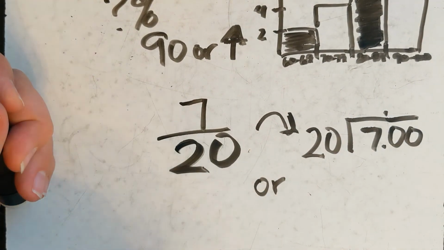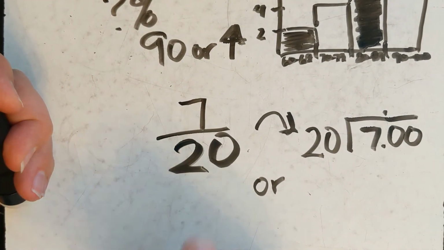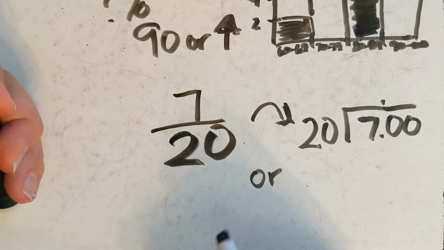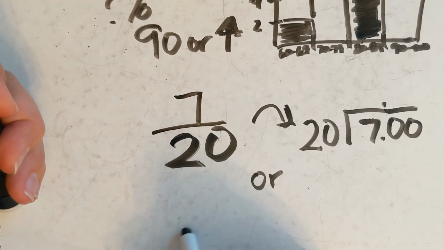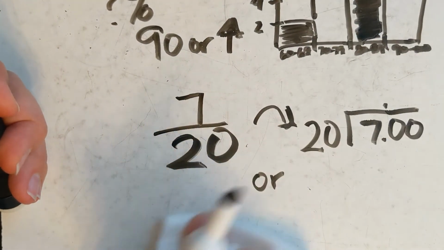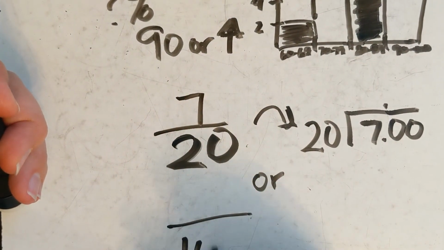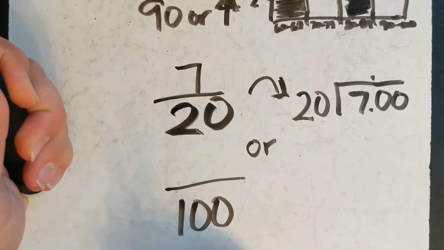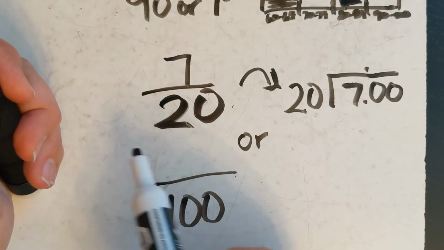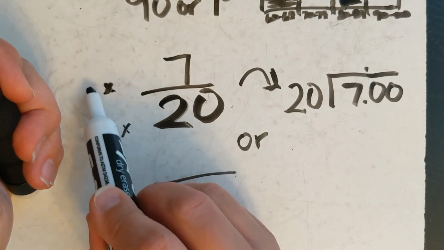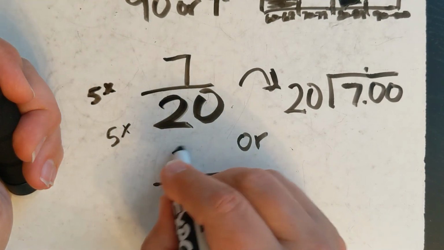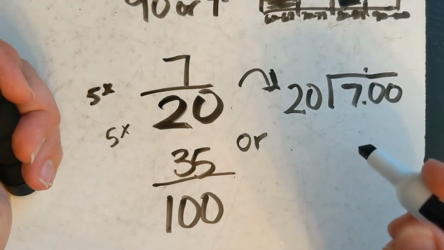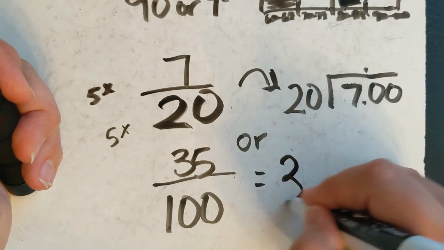Or the other one I can do is think, how could I make 20 into 100? Well, if I was to times 20 by 5, I can make that 100, right? Oh, you can't even see that. Let me scooch her down. There we go. So if I multiplied that by 5, and whatever I do to the top, I do to the bottom, I get 35. And my percent is out of 100, right? So 35%.